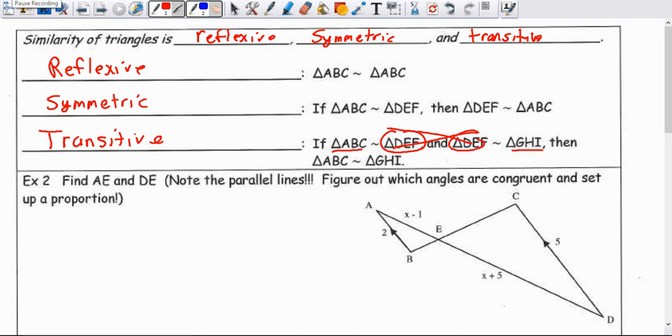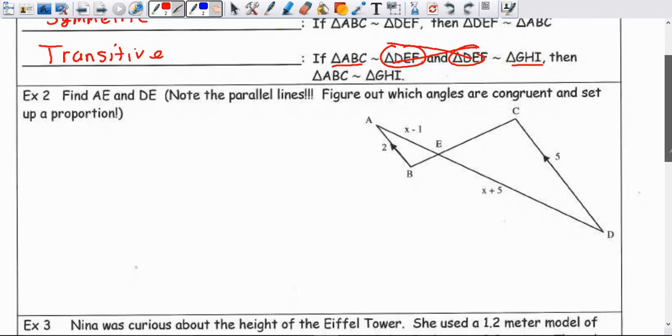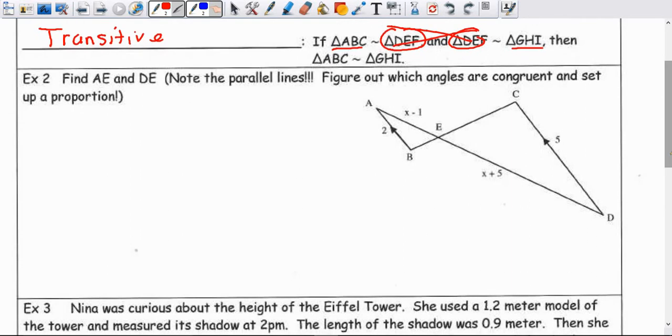All right, so we're going to use all of that information to help us solve for example 2 here. It says, find AE and DE. Note the parallel lines, figure out which angles are congruent, and set up a proportion. So guys, what you need to do is make sure that these triangles are similar to begin with. The way that you're going to do that is you know that you can mark vertical angles. So there's one set of angles that we automatically know are congruent.